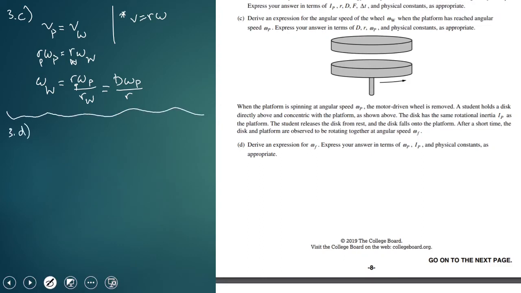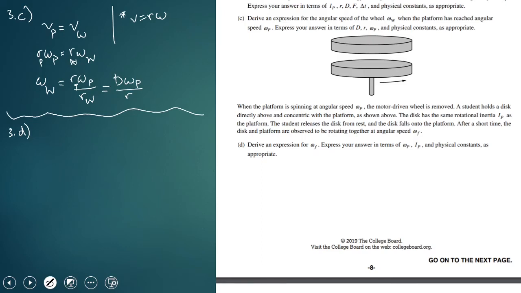Question 3D. It says that when the platform is spinning at this angular speed, the wheel is removed, we hold another disc with the same rotational inertia, and we release it from rest, and it falls onto the platform. After a short time, the disc and the platform have the same angular speed, omega f. Okay. So how exactly do we answer something like this? Well, remember that if we have two objects interacting with each other in a linear situation, we call it a collision and we conserve linear momentum.